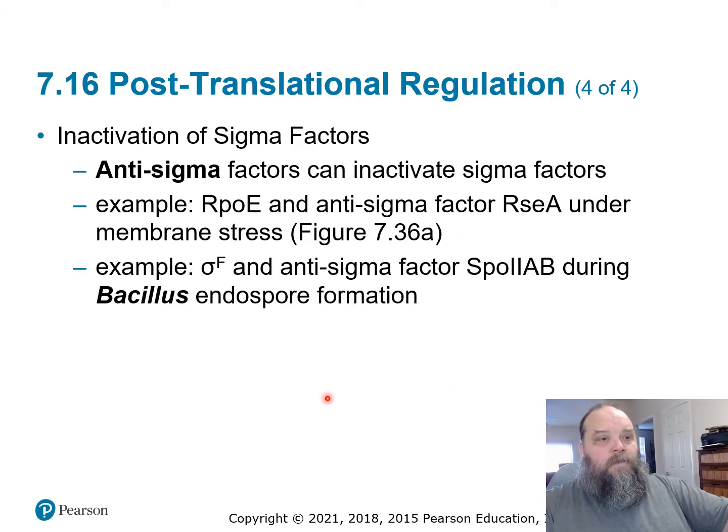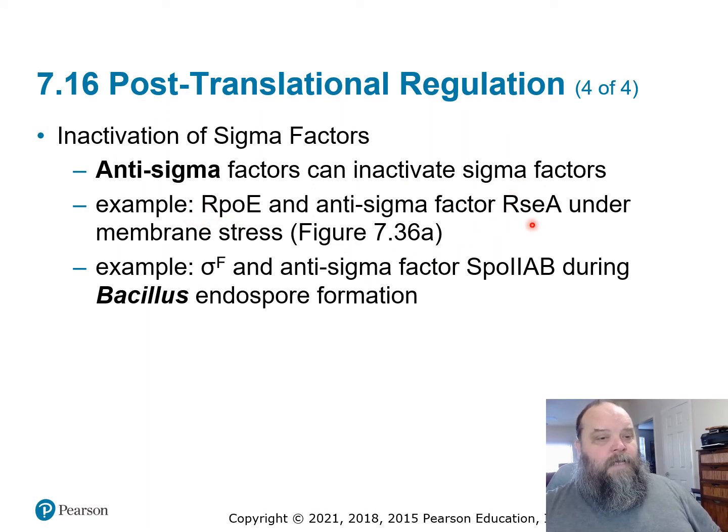Another post-translational regulation mechanism we see in prokaryotes is sigma factors. Remember, we talked about sigma factors early on when we were talking about stress response proteins. These are proteins that control metabolic pathways and control expression of different regulons. Then there are anti-sigma factors, which can inactivate sigma factors. Sigma factors control the regulons, the metabolic pathways. The anti-sigma factors control the sigma factors.